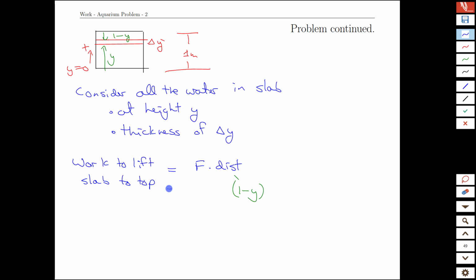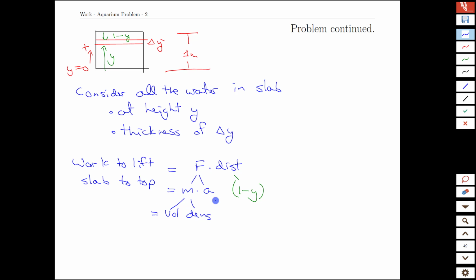Now our force is where things get interesting. Force, in this scenario, how much force are we exerting? Well, we're resisting gravity, and so our force is going to be broken up into two pieces, mass times acceleration. We're pushing against the force of gravity, which has an acceleration due to g, so we're going to put that in. But we're also going to break down our mass. How much water are we lifting here? Well, it is going to be made up of the volume times the density.